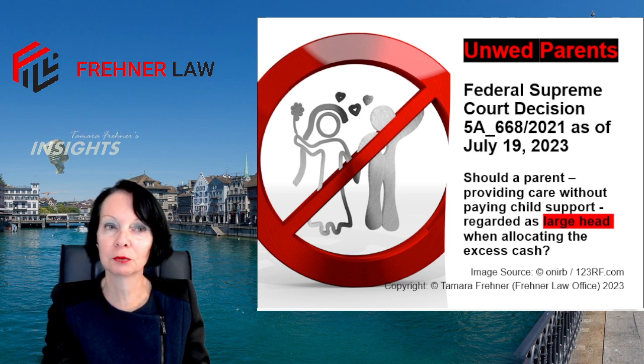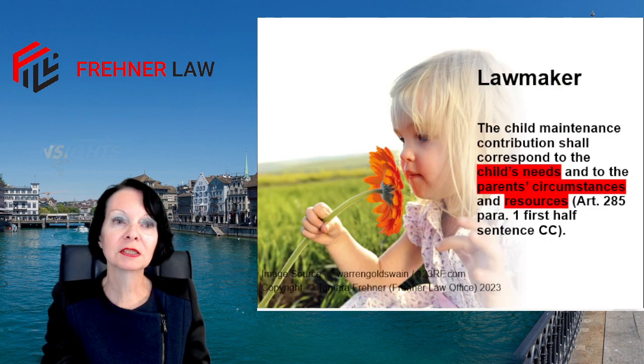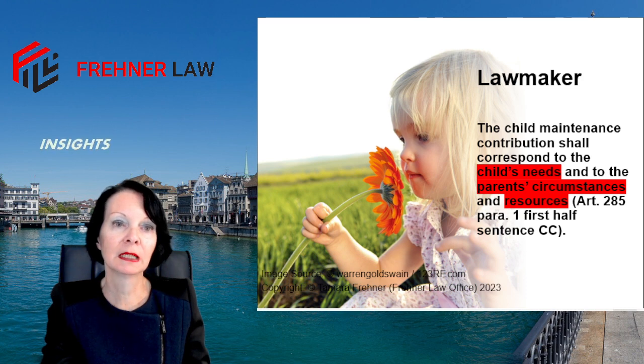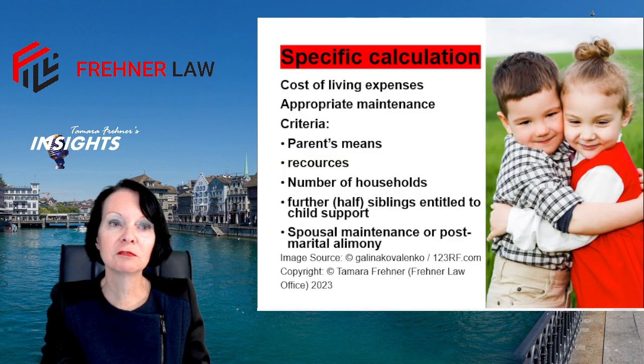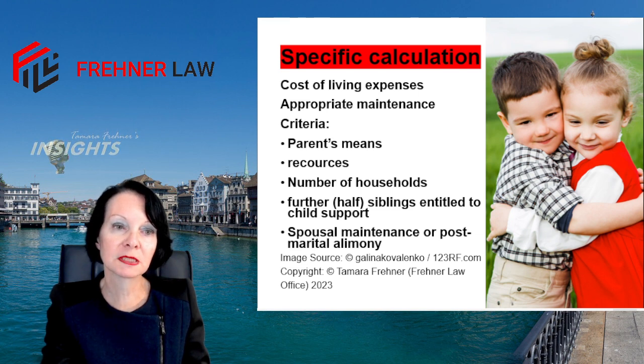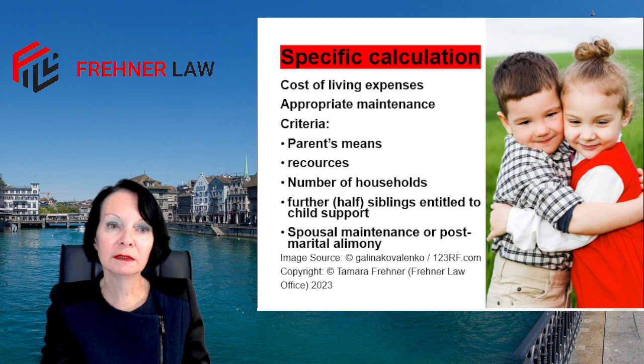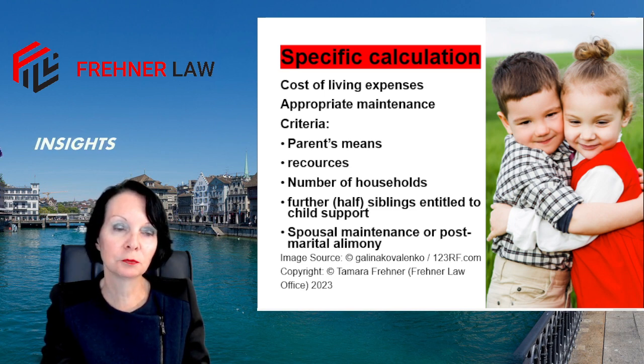However, there is no question of financial equality irrespective of civil status. The legislator provides the following concerning child support. The child maintenance contribution should correspond to the child's needs as well as to the parents' circumstances and resources, factoring in the child's assets and income. However, the legislator leaves it up to the courts to decide how to work out child support. According to the Federal Supreme Court, the living costs must be ascertained based on the concrete circumstances of the individual case. The child support due is a dynamic variable. It can vary considerably. The child's maintenance claim depends on the parents' means, on the resources to be distributed, on the number of households to be financed, on further half-siblings entitled to child support, and furthermore, on whether also spousal maintenance or post-marital spouse support has to be paid.